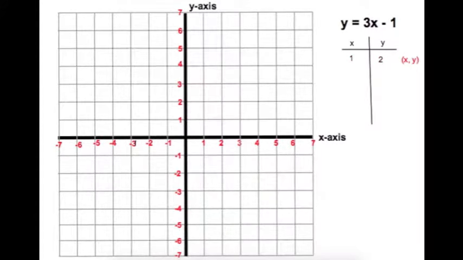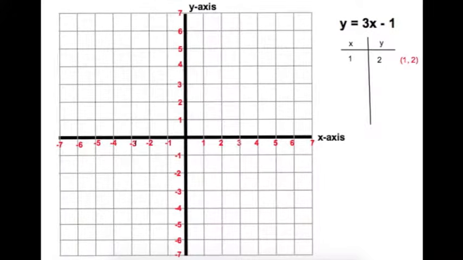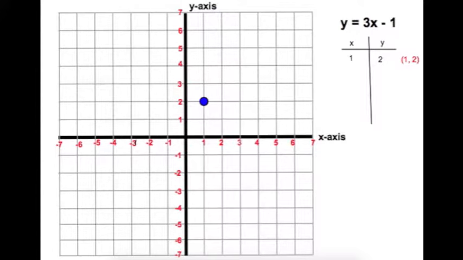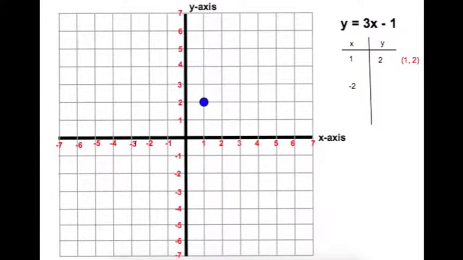Now we are going to use these x and y values to write an ordered pair that can be graphed on the coordinate plane. Remember, the x-coordinate comes before the y-coordinate when working with ordered pairs. So our ordered pair is (1, 2), because x is 1 and y is 2. We can graph (1, 2) on the coordinate plane.